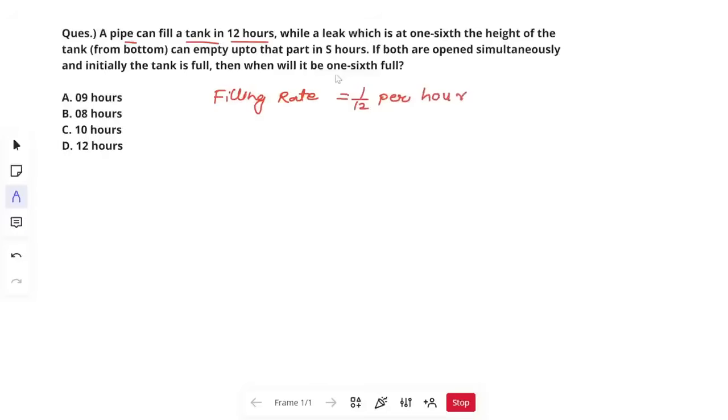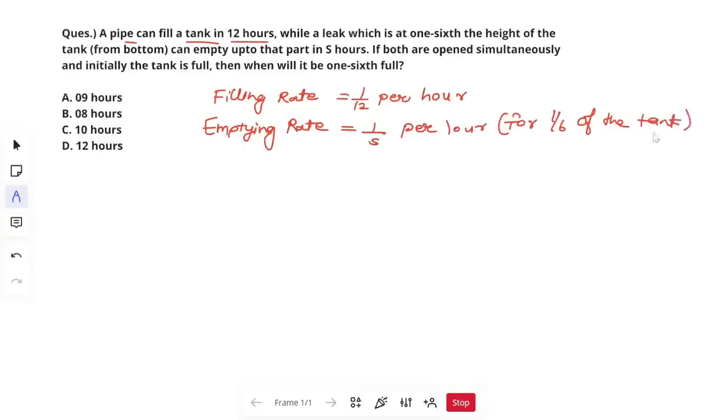Next is, the leak is at 1/6 of the tank and can empty that part in S hours. So what can we write in that case? Emptying rate is equal to 1/S per hour, for 1/6 of the tank. And what we were told is initially the tank is full and both the pipe and the leak are open. So we need to find when the tank will be 1/6 full.